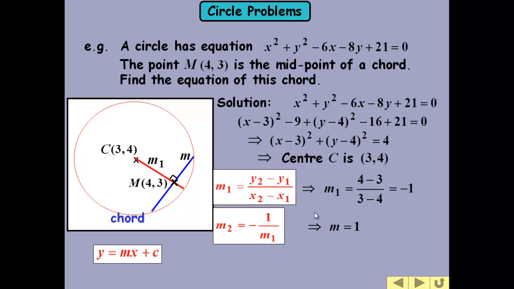Our x1 and y1 are 4 and 3. We can either use the equation y minus y1 equals m(x minus x1), or find out c using y equals mx plus c. So the equation of the chord is y equals x minus 1.